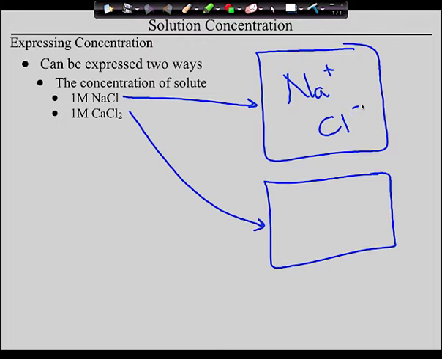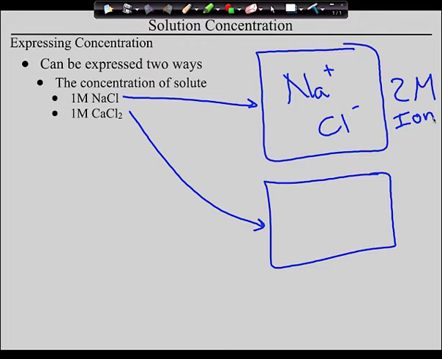So what do you actually have? Well, what is the concentration of Na? 1 molar. What is the concentration of chloride? 1 molar. So guys, this is actually a 2 molar solution of ions. It's 1 molar in Na, it's 1 molar in Cl, and it's 2 molar overall in ions. Now do you understand the difference?